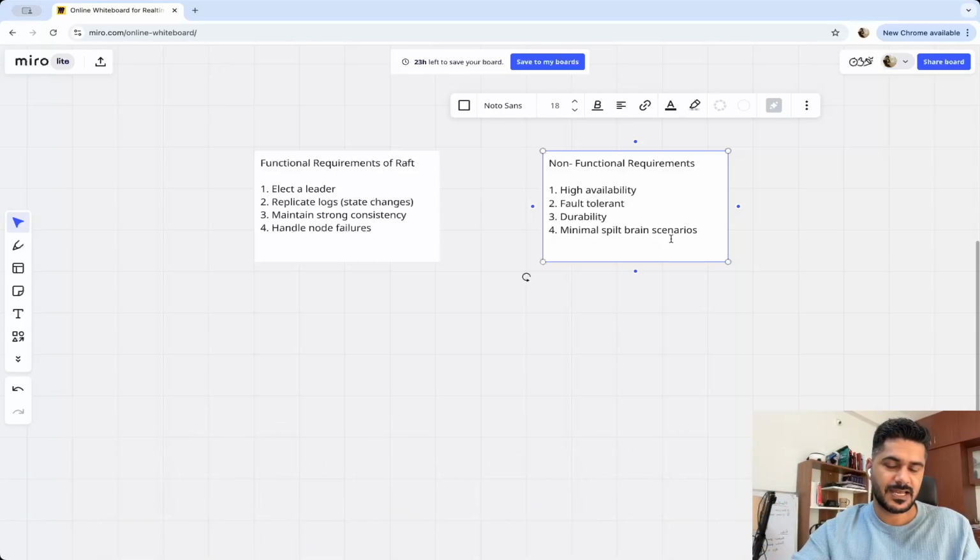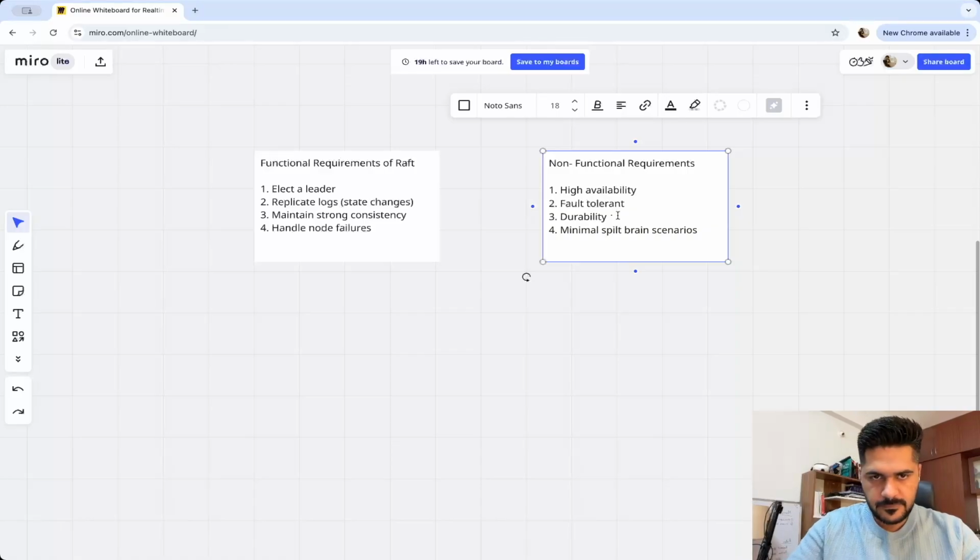Minimal split brain scenarios. This is because we are talking about election of a leader, right? When the leader dies, there are chances that multiple nodes which were followers and are now candidates for becoming a leader can at the same time start thinking they are the leader. That is called split brain, when multiple nodes think they are the leader. That scenario should be minimized as much as possible, and how we recover from that situation should be another non-functional requirement.